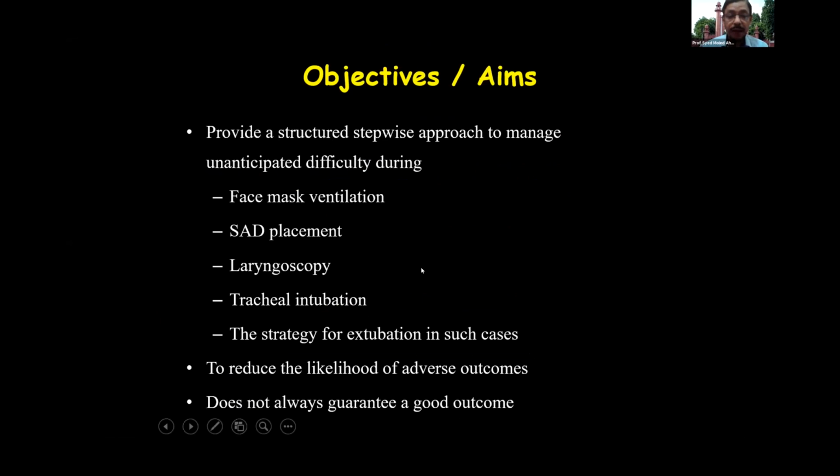The primary objective and aim of this talk is to provide a structured stepwise approach to manage unanticipated difficulty during the different stages of airway management, like face mask ventilation, insertion of supraglottic airway device, laryngoscopy, and tracheal intubation. The next part is the strategy for extubation, which will be dealt with by a subsequent speaker. The aim is primarily to reduce the likelihood of adverse outcomes, but you can't guarantee that there will always be a good outcome.